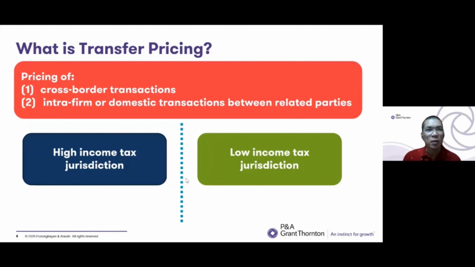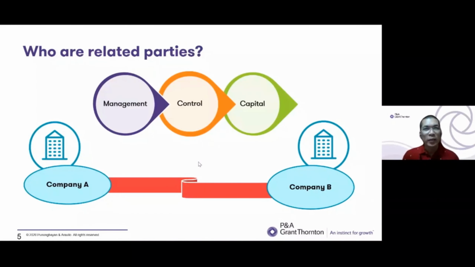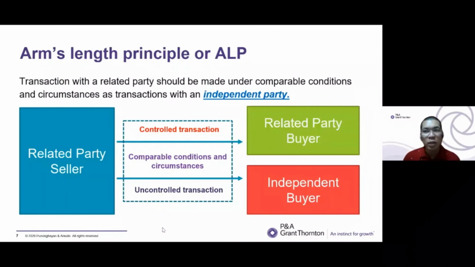Transfer pricing is the pricing of cross-border transactions or intra-firm or domestic transactions between related parties. Two or more parties are related if one participates directly or indirectly in the management, control, or capital of the other. The arm's length principle is the internationally recognized standard for transfer pricing.